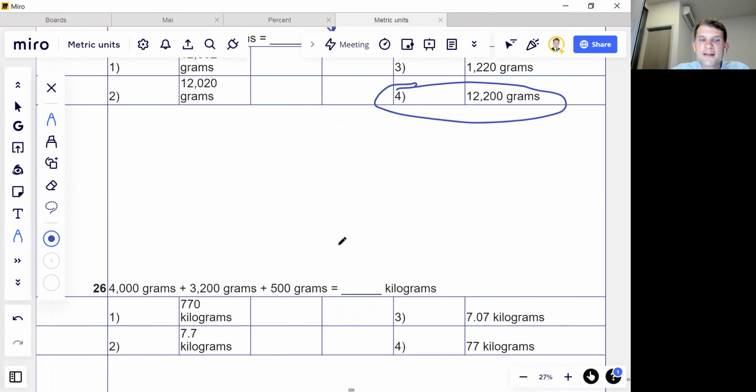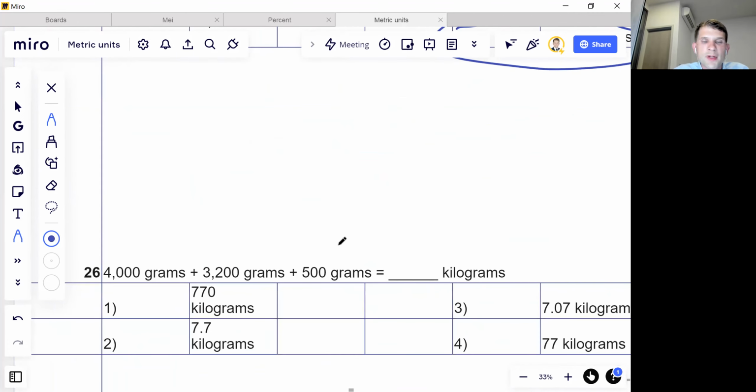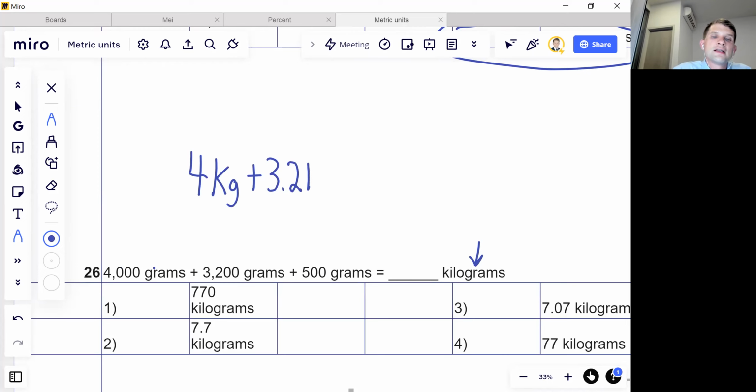We're on number 26. All right, it says 4,000 grams plus 3,200 grams plus 500 grams equals how many kilograms? All right, so here I think I might just convert to kilograms first. I'm just going to do this in my head. I know that 4 kilograms is equal to 4,000 grams. So this is going to be 4 kilograms plus 3.2 kilograms. Okay, and this will be plus 500 grams, which is just 0.5 kilograms.